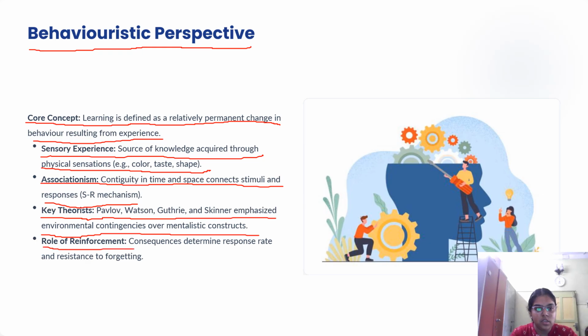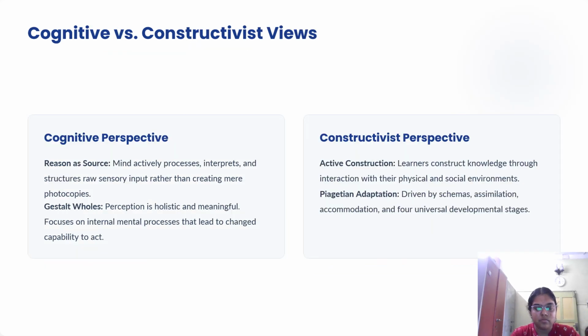What is the role of reinforcement? Consequences determine response rate and resistance to forgetting. So here in the behavioristic perspective, the role of reinforcement is determined based upon the consequences, the response rate, and resistance to forgetting. Whatever consequences happen in the surrounding, upon this aspect the role of reinforcement is determined. Now next we will see the cognitive versus constructivist view.